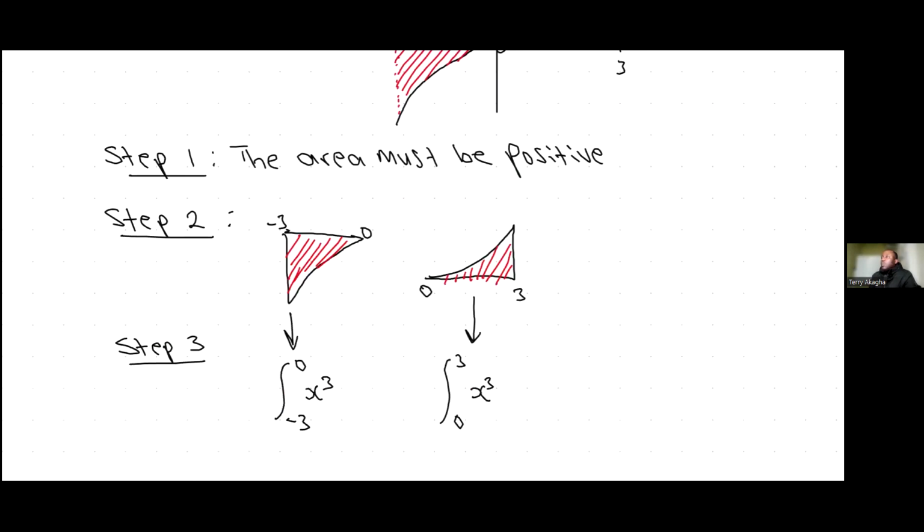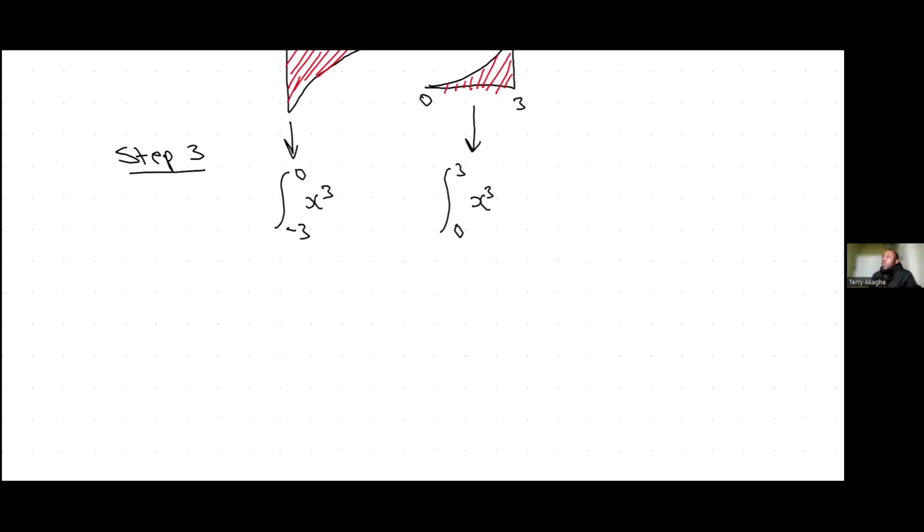So the next part, step 4, we then have to solve each of them separately. So I'm going to solve this one here, 0 and -3, x cubed. Then I'm going to solve this one here, which is 3, 0, and x cubed. So let's start with the first one.